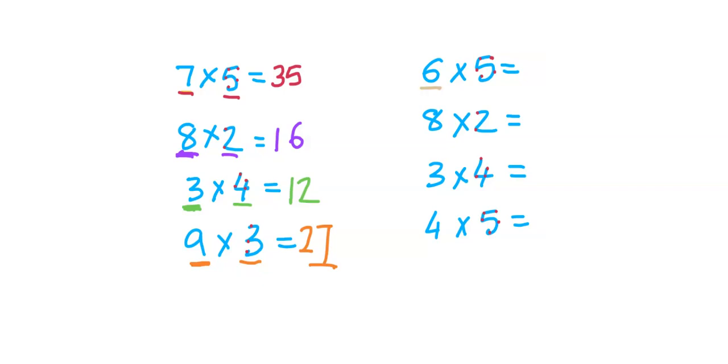6 times 5, we'll skip count by 6. So let's do it. 6, 12, 18, 24, 30. So our answer is 30. 6 times 5 is 30.